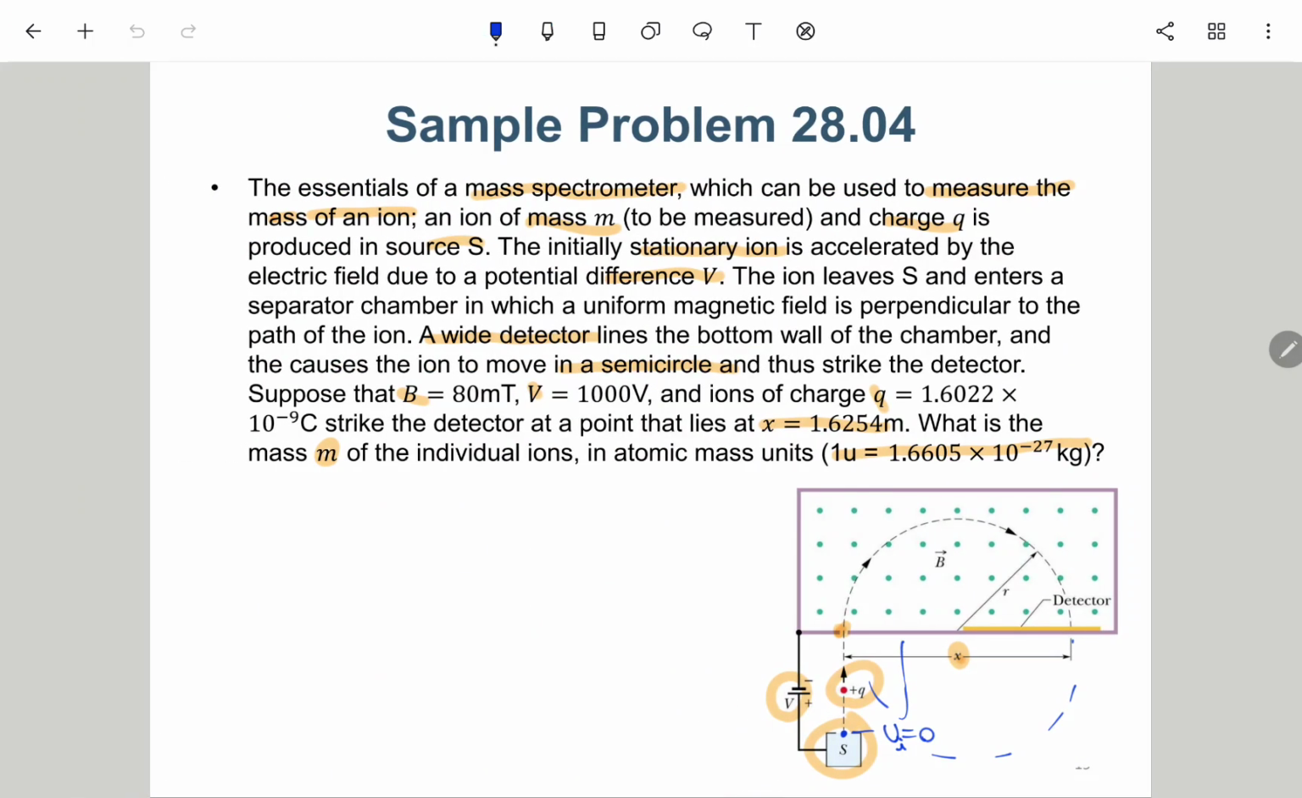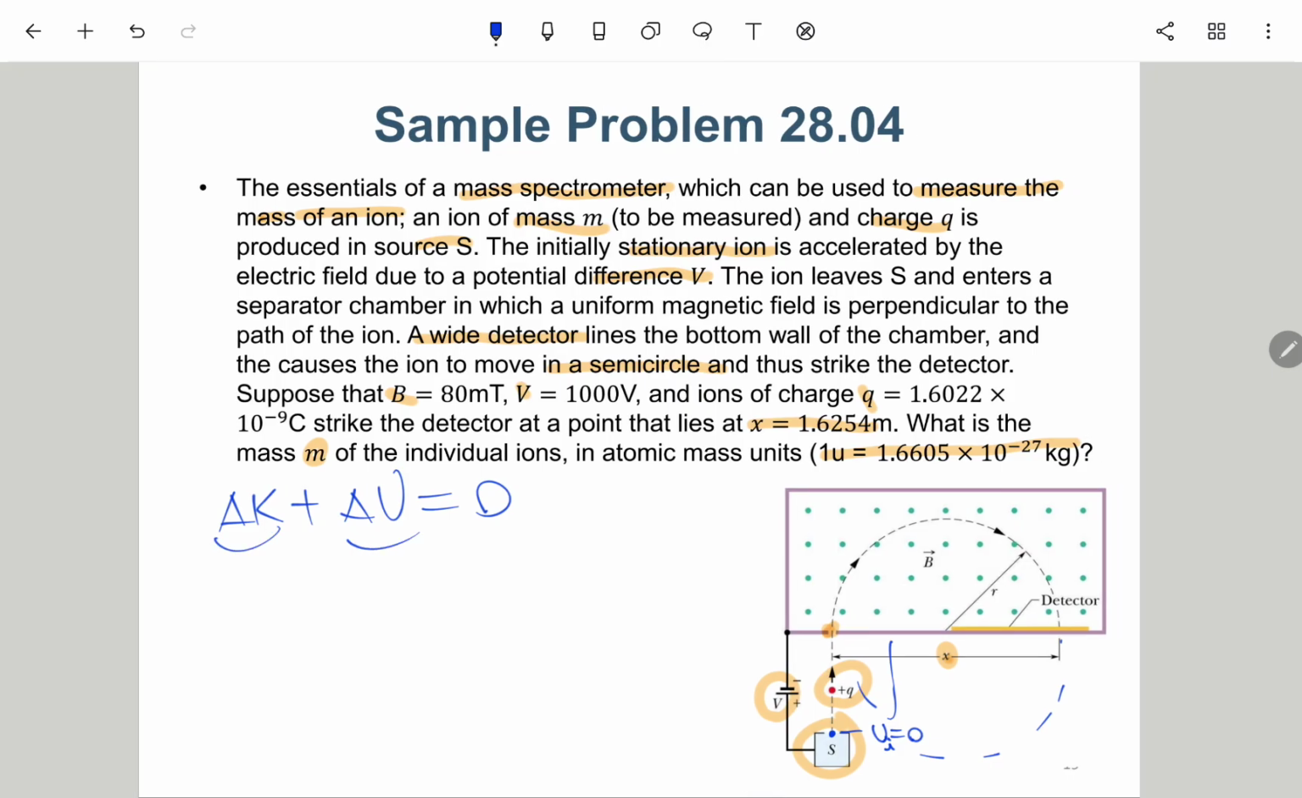Here we first try to make use of the conservation of energy, which means the kinetic energy plus the potential energy, the mechanical energy, is conserved. So we can write it as delta K plus delta U equals 0. The kinetic energy change and the potential energy change add up to be 0. One is increased, one is decreased.